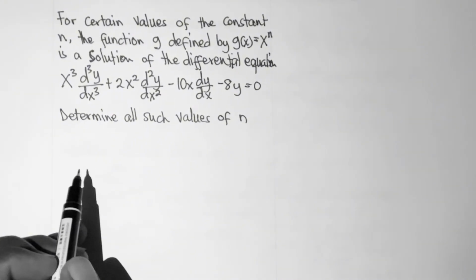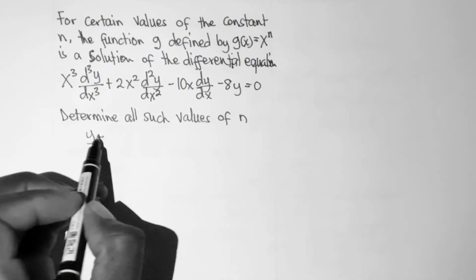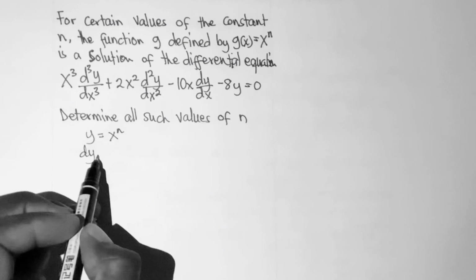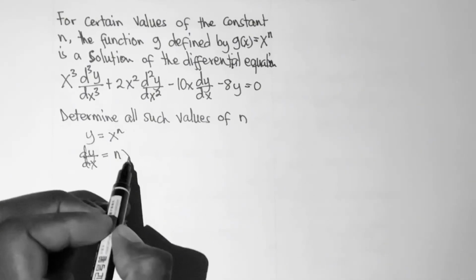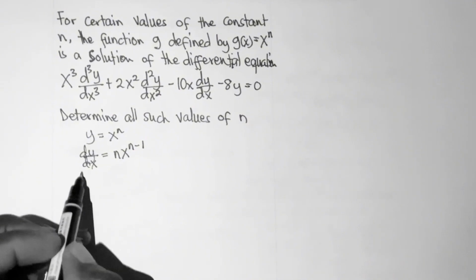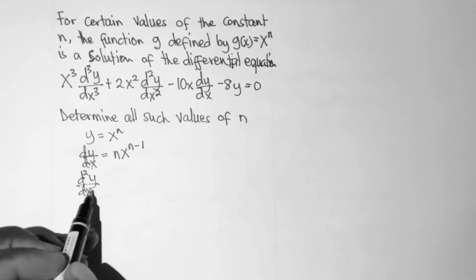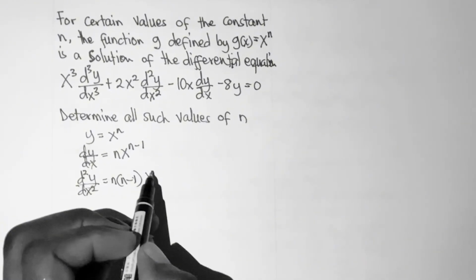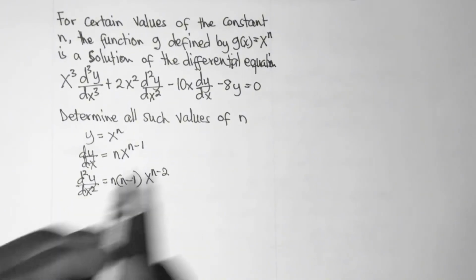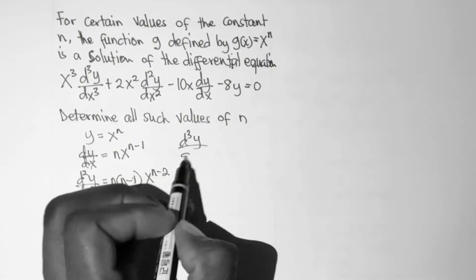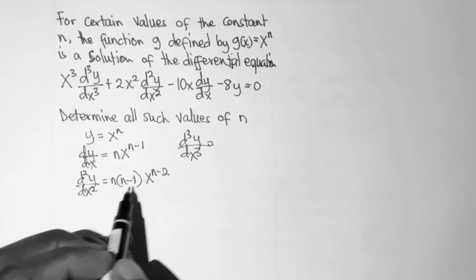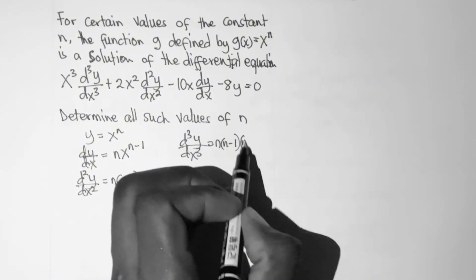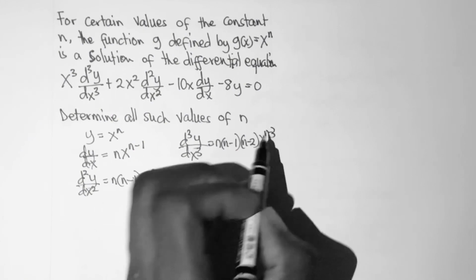So let's let y be equal to x exponent n. Let's find dy dx. This is equal to n x exponent n minus 1. Let's find d squared y dx squared. Bring n minus 1 down, so it becomes n times n minus 1, then x exponent n minus 2. Then let's find d cubed y dx cubed. Now bring n minus 2 down, so it becomes n times n minus 1 times n minus 2, then x exponent n minus 3.